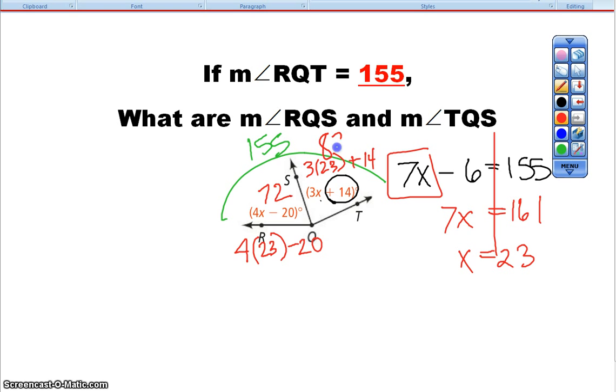And the nice thing is this. Take the two answers that you just got, your 72 and your 83, put them together and see if you got 155. 72 plus 83, yep, I got 155. So you can always check your work to see if you got it right. All right, let's try one more of these.